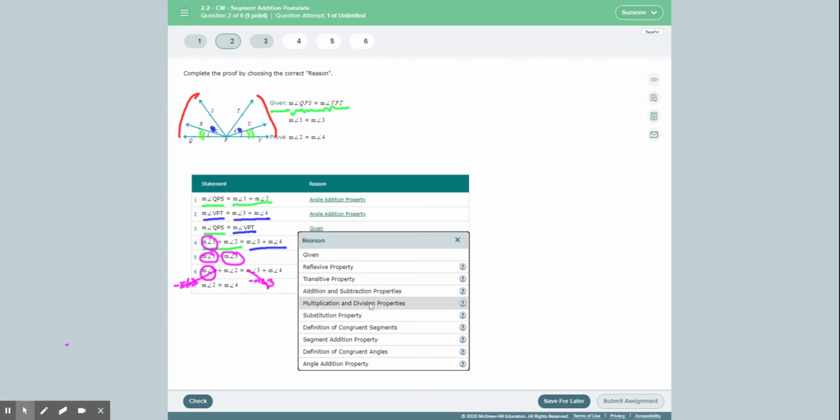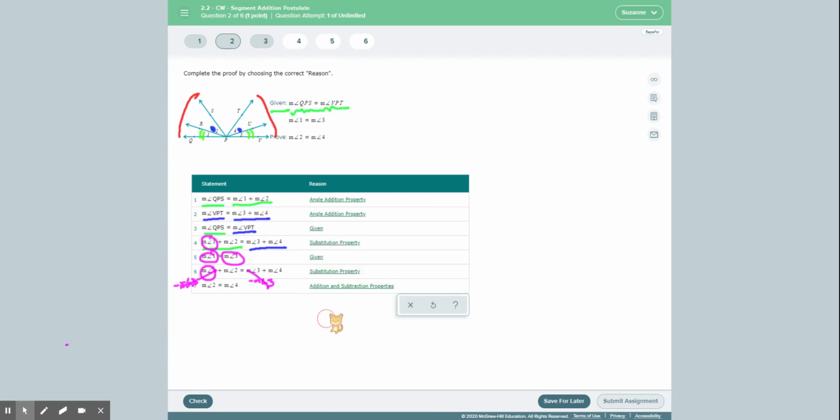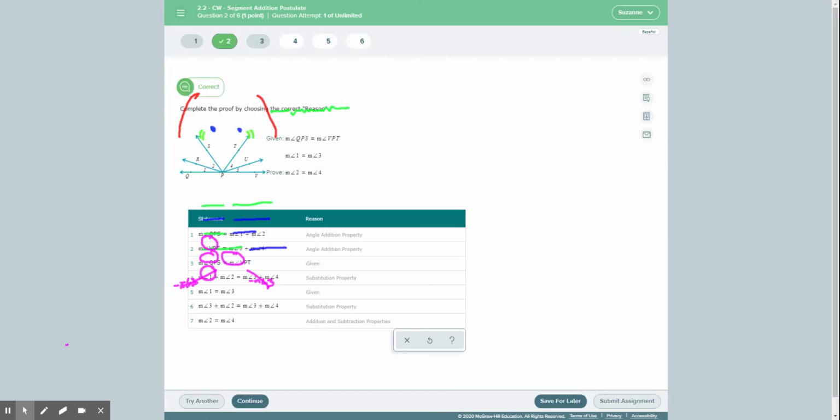Multiplication and division are really the same thing. Dividing is multiplying by a fraction. So addition and subtraction properties. And then we click our little check button and make sure we got it right. Yay, we did. And then all my little markups got lost because the page moved.